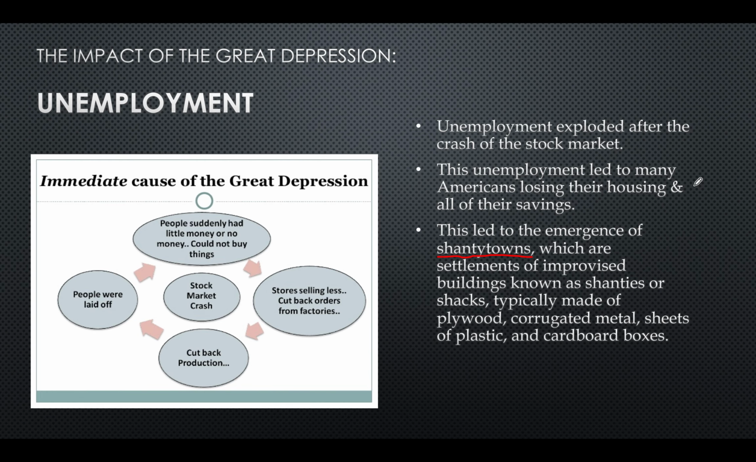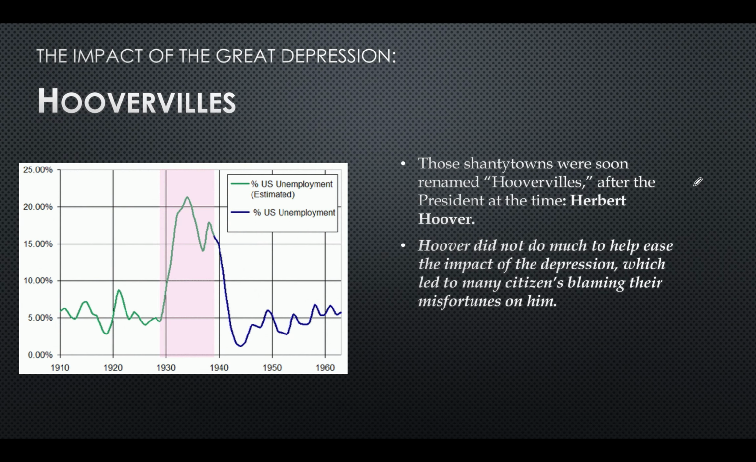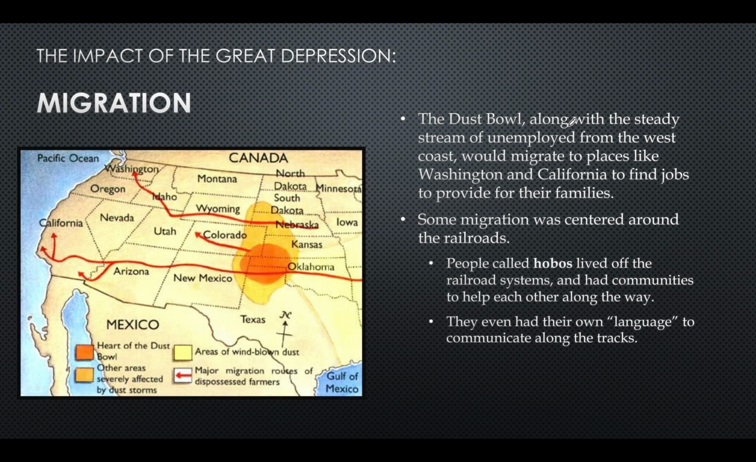So we have unemployment. It's going to go directly to our next impact of the Great Depression. They're called Hoovervilles. Those shanty towns were named Hoovervilles after the president at the time, Herbert Hoover. Hoover did not do much to help ease the impact of the Depression, which led to many citizens blaming their misfortunes on him. Okay, so unemployment goes directly to Hoovervilles, right? Because we're homeless. We've got to find a place to live.